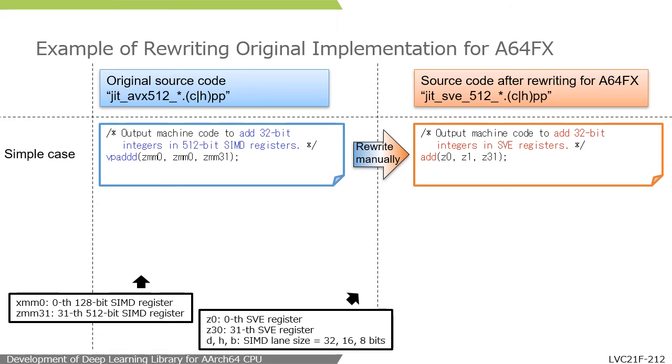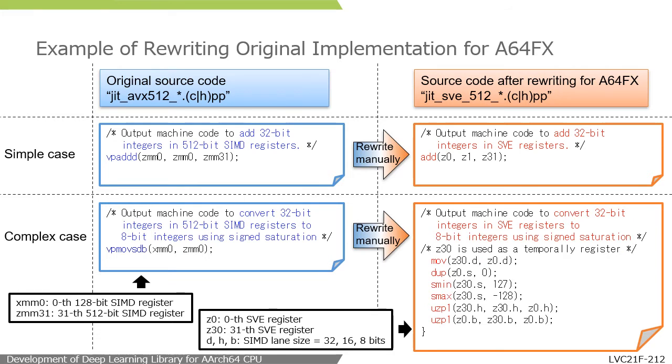The VPADDD instruction is an addition of 32-bit integers for AVX512. In A64FX, addition of 32-bit integers is the add instruction, so it can be written as shown in the example on the right. However, it gets complicated when there is no counterpart instruction in SVE. VPMOVSDB is an integer conversion instruction for AVX512. SVE has no single instruction corresponding to VPMOVSDB. In this case, we have to rewrite it with multiple instructions to achieve the same operation.